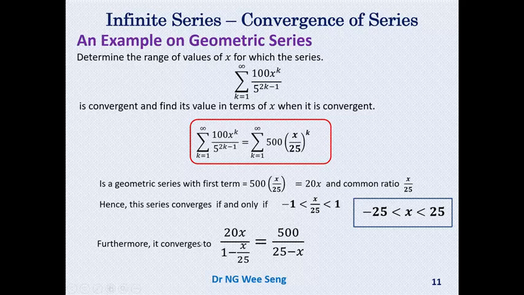And following the theorem that we have just seen, the geometric series converges if and only if the common ratio lies between -1 and 1. So we solve this inequality. Multiplying throughout by 25, we get the range of x as desired. And finally, the value of the series is given by the formula a over 1 minus r. But a, the first term, can be found by substituting k to be 1. So that will give us 20x. Applying the formula, we get the sum to infinity.